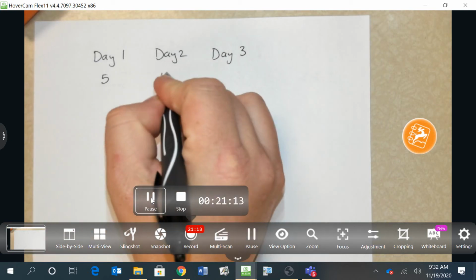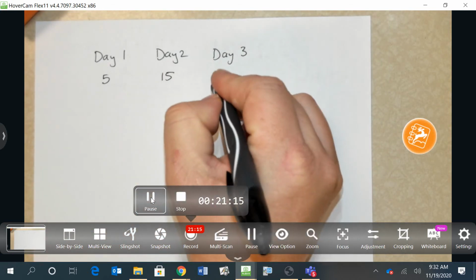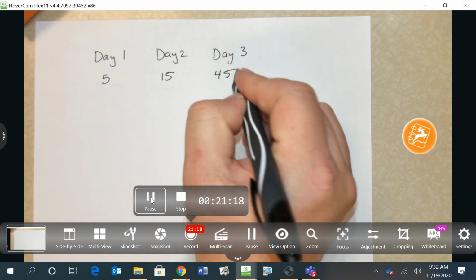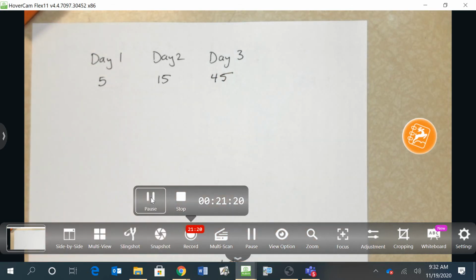On day 2, he has increased it to 15, and on day 3, he has increased it to 45. I want to know, after 10 days, what is the total number of sit-ups Jerry has completed? After 10 days, what is the total number of sit-ups that Jerry has completed?